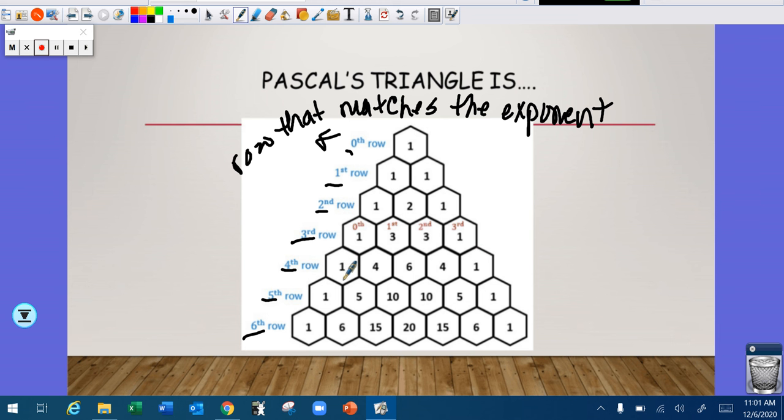And then to get the fourth row, you do 1. 1 plus 3 is 4. 3 plus 3 is 6. 3 plus 1 is 4. And then there's 1. And you can keep this going all the way down for as many rows as you need to match whatever the exponent is. Here I'm just going up to 6. In this class, we're going to stop at row 4. So you won't have to worry about anything past that in this class.